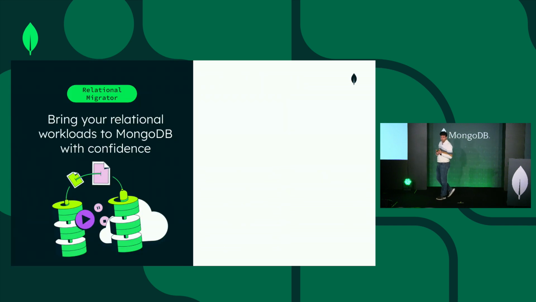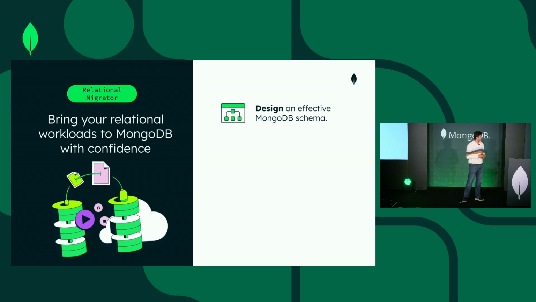So that's where our solution, this free tool, Relational Migrator that Sahir mentioned in the keynote as well, comes into the picture. So what does Relational Migrator do? It helps you solve the schema problem.